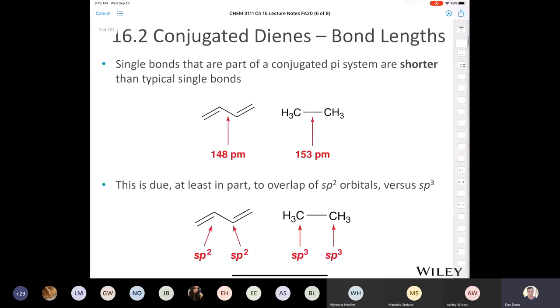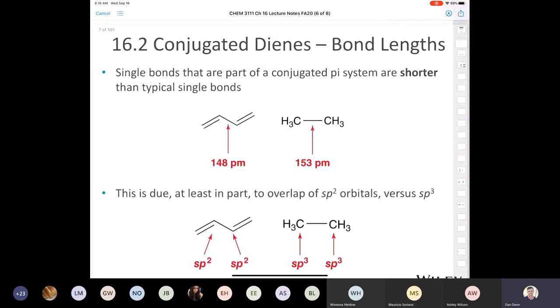All right. What else? It says here conjugated dienes. What about bond lengths? Okay, so we're going to talk about bond lengths just for a quick second here. It says that single bonds that are part of a conjugated pi system are actually shorter than typical single bonds. You can see that we're investigating this single bond right here and this single bond right there. They have different bond lengths.